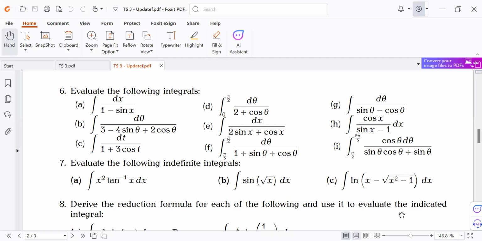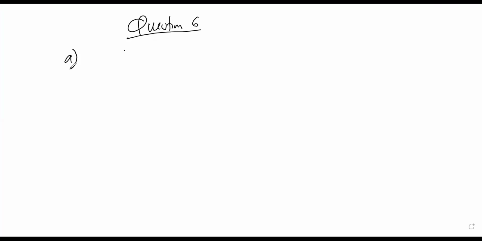So we're saying, evaluate the following integrals. A, the integral of dx over 1 minus sine x. So for integrals that involve sine x and cos x in the denominator with some other things, we cannot use the substitution method directly.